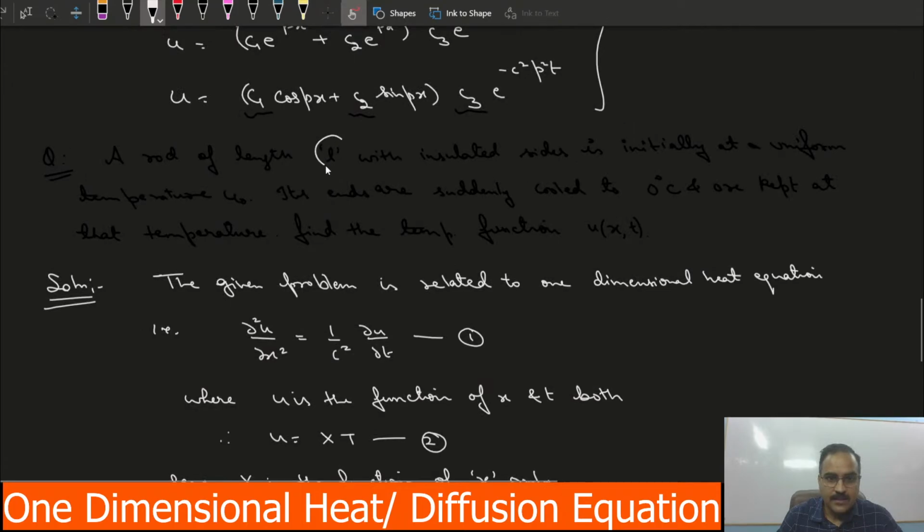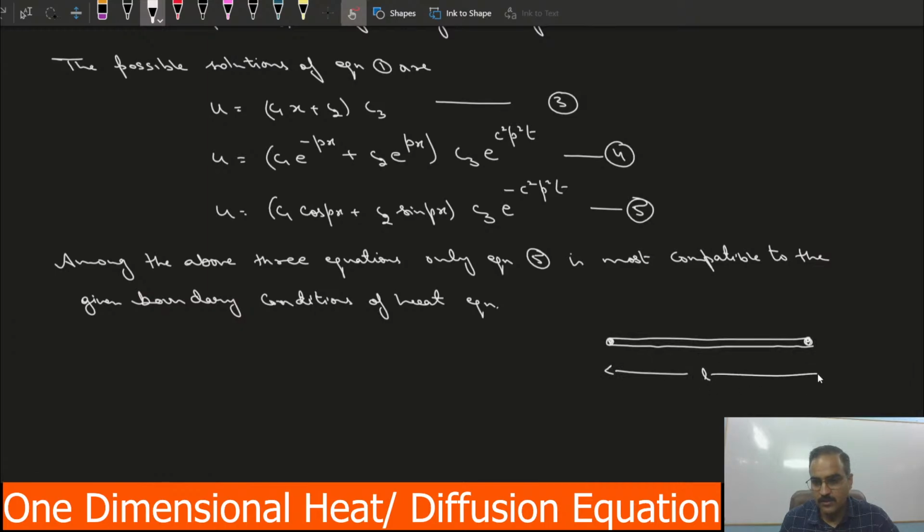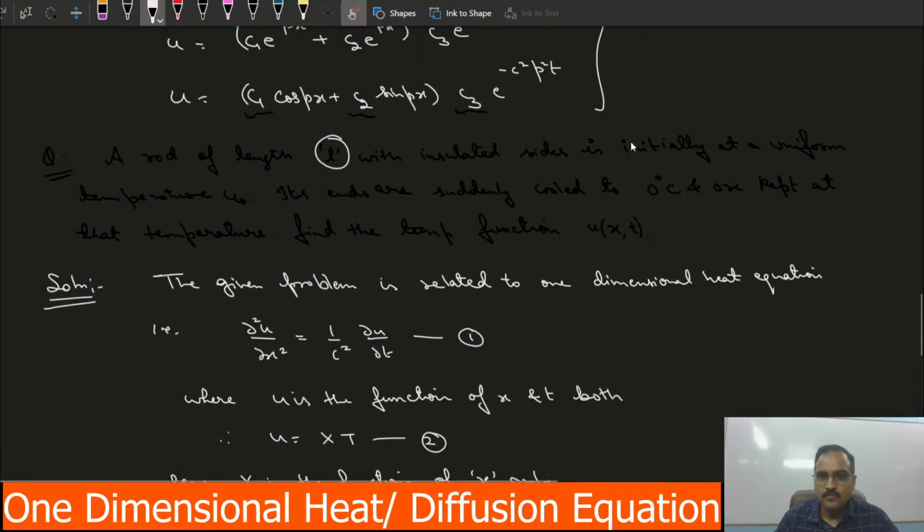Now what are the boundary conditions basically? A rod of length L. So we have a rod whose length is L. So this is our rod, so this is the length of the rod. So that means here we have x equal to 0, and here we are having x equal to L. Now it is initially at a uniform temperature U0. Initially means at time t equal to 0.